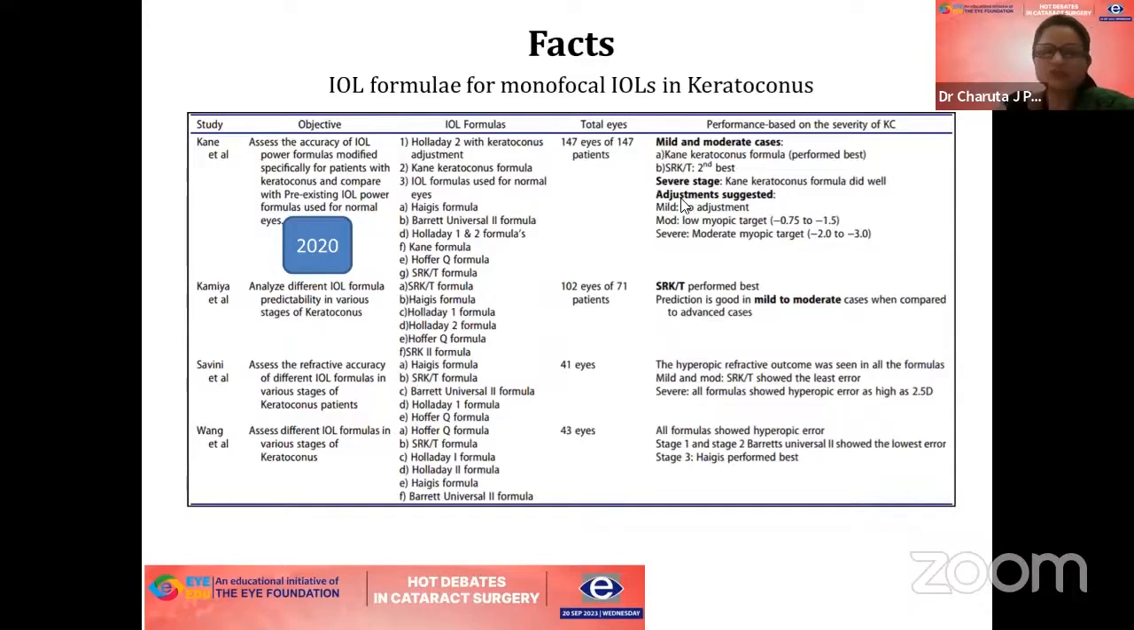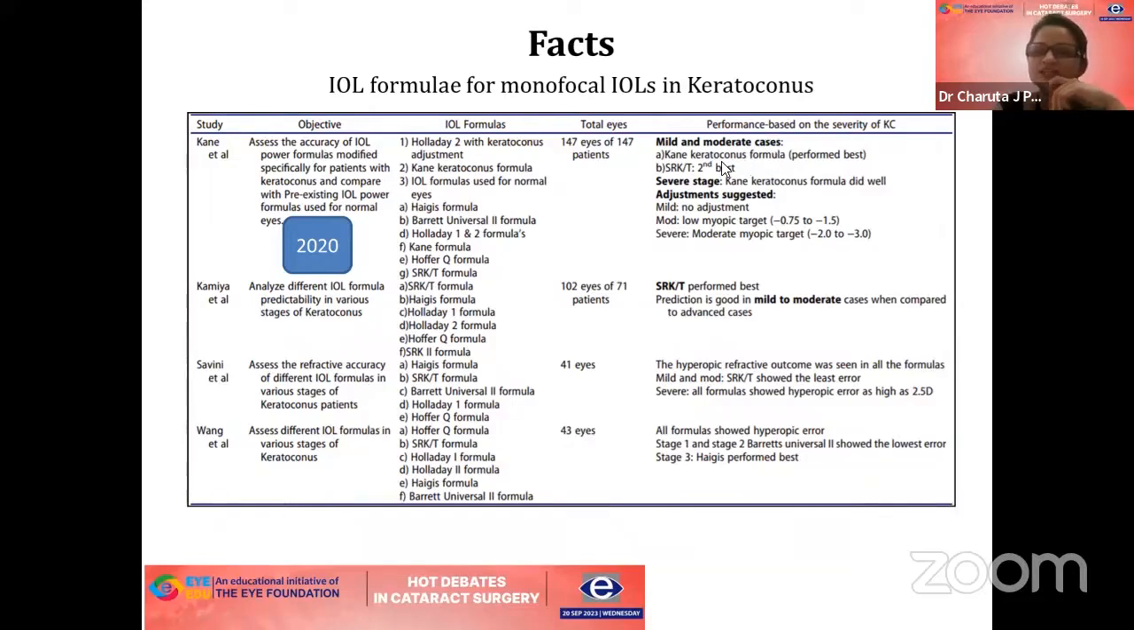Again, let's look at the pooled studies which we have. This is data from 2020, and Kane et al. have studied 147 eyes of 147 patients for all stages of keratoconus, and the keratoconus Kane formula actually did very well in all stages. And to avoid the hyperopic result, which was mentioned before, they suggested some corrections also, that is in mild to moderate keratoconus.